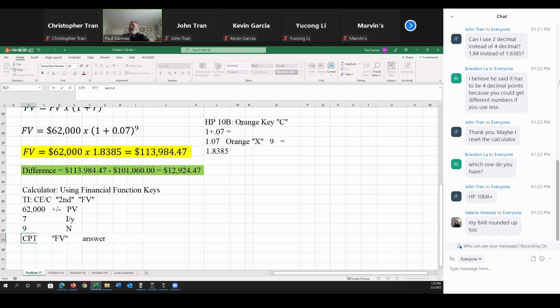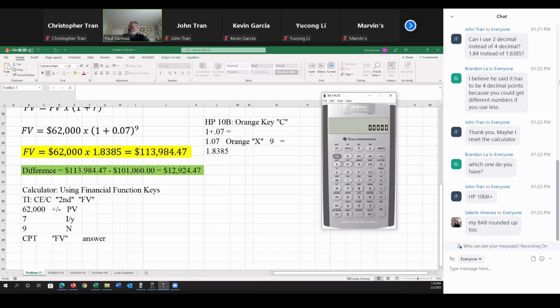Let's write the answer. Notice the answer will be slightly different. The reason is, when I went to calculate, I inputted 1.8385 manually, so that number is rounded. But when you use a financial calculator, it doesn't round the number. Okay, let me explain a couple of things here. Here it is. If you have not done it, do it with me.